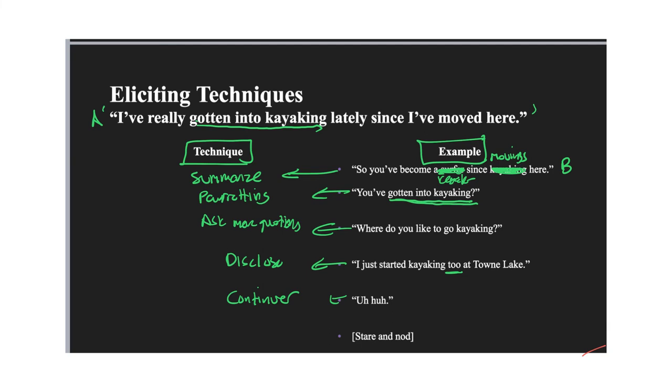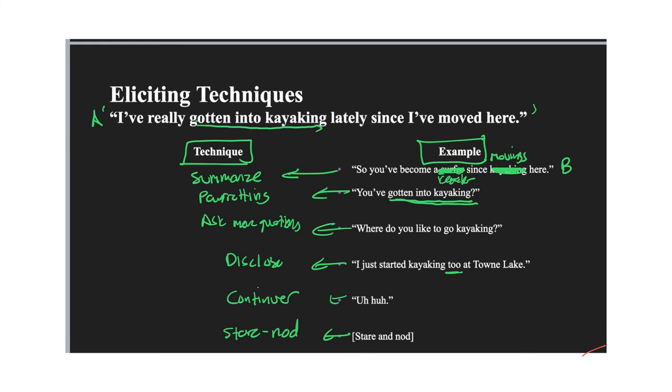And then we have this other one, and a lot of people think this one's interesting. It's called the stare nod. Now, obviously, you can only do this in face-to-face conversations. You really can't, I mean, you could sort of do it on the phone, but it's really difficult to pull off. The stare nod. So the stare nod is basically, you just stare and you nod.